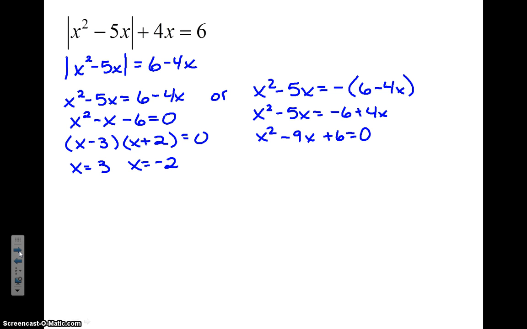Nothing comes to mind, so we need to find another way to solve this quadratic, and so we're going to complete the square. So I've got x squared minus 9x plus something equals, and I'm going to move that constant term to the right side of the equation, so equals negative 6. So to complete the square, I need to take half of negative 9. So I'm going to write that as negative 9 over 2. We square that, and so squaring negative 9 over 2 gives me 81 over 4. I need to add that to both sides.